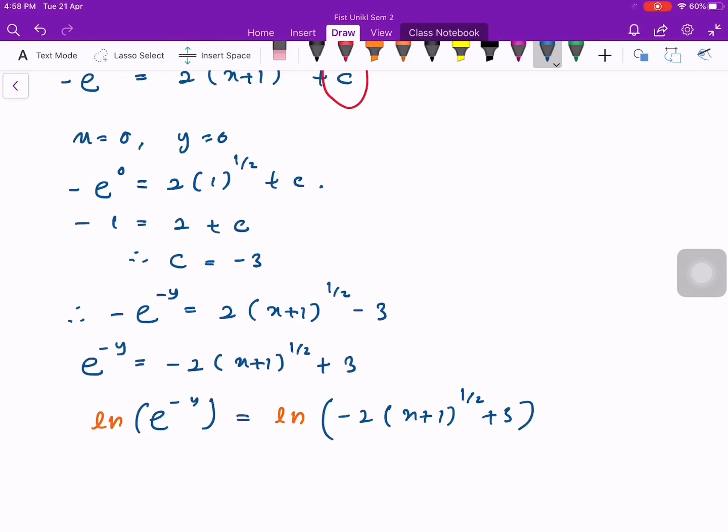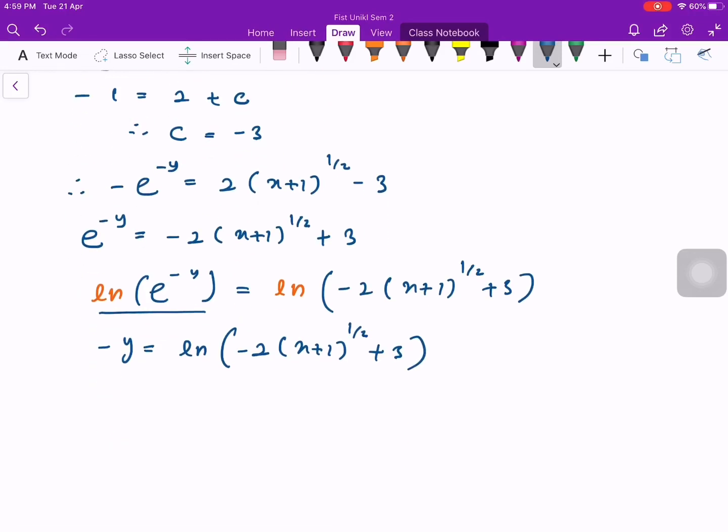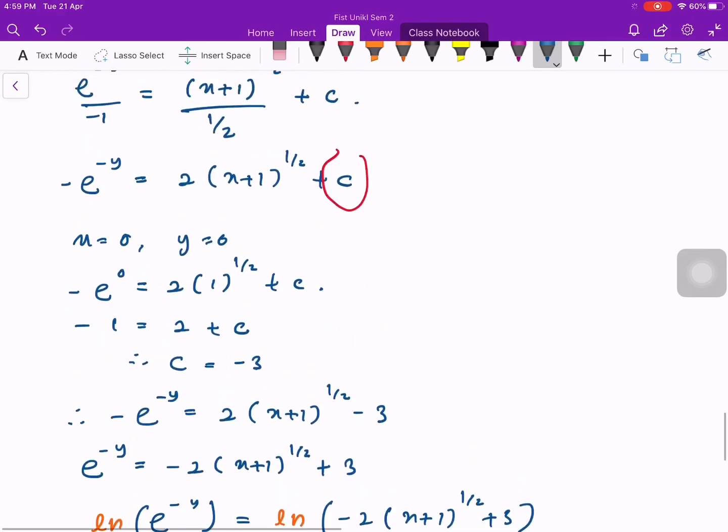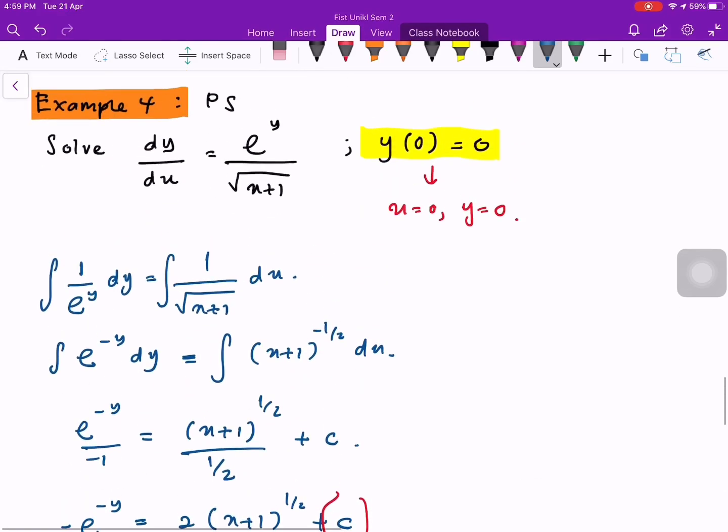So remember, this is actually the rules of log. Ln of e to the power of negative y, we will get negative y. So we will get negative y equals ln of negative 2 times (x plus 1) to the power of half plus 3, and lastly you will get y equals negative ln of negative 2 times (x plus 1) to the power of half plus 3. So this will be our particular solution of the differential equation dy/dx equals e to the power of y over sec x plus 1.